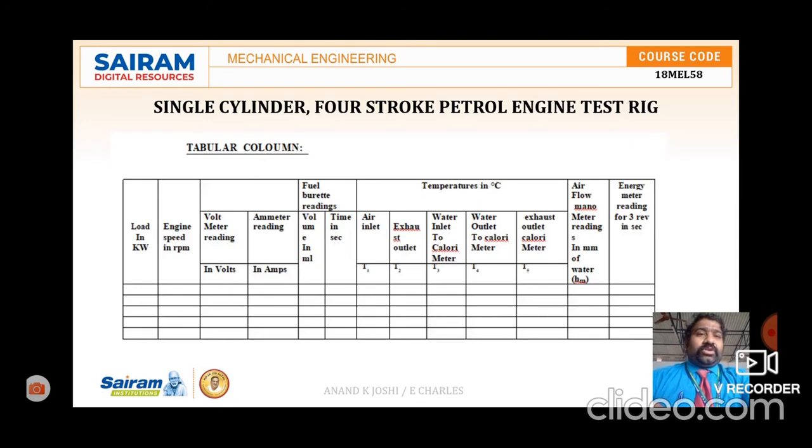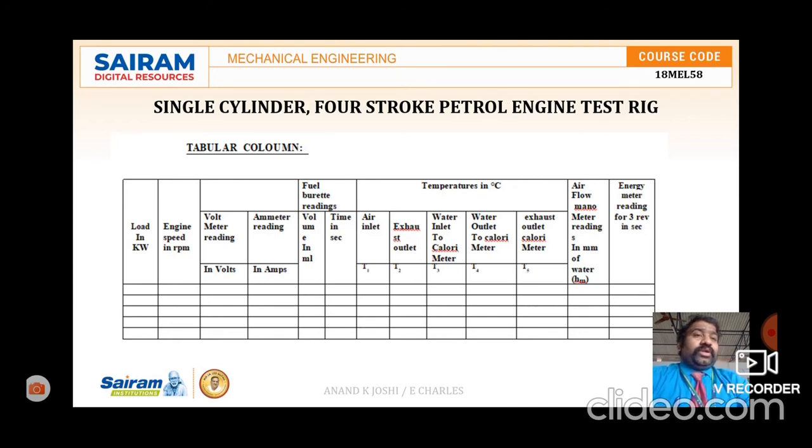And this is the tabular column, a sample tabular column I have given, which I am showing now. There is the load in kilowatts and engine speed in RPM, and voltmeter and ammeter readings in volts and amps, and the fuel burette readings, where we can see the volume in milliliters and the time in seconds. Air inlet and exhaust outlet temperatures we can find out here. T1, T2 and T3, T4 are water inlet and water outlet respectively, and the exhaust outlet is given as T5.